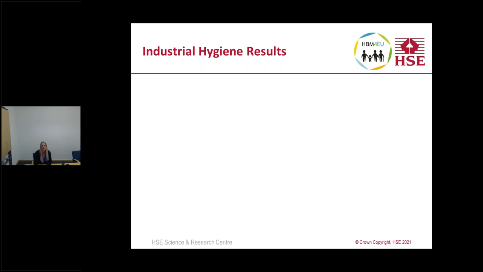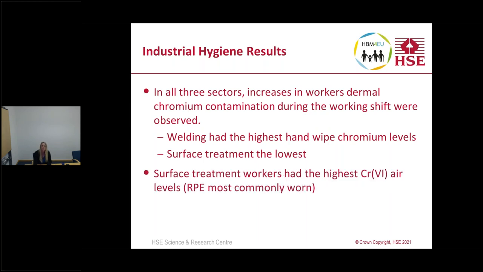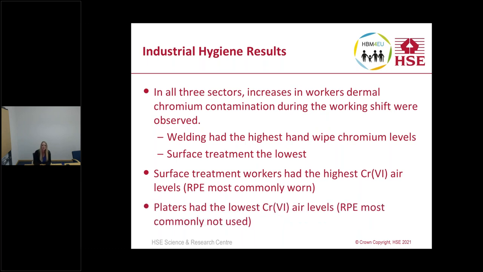Then if we look at some facts from the air filters and the hand wipes, all three target activities showed an increase in workers' dermal chromium contamination during the working shift, with the welders having the highest hand wipe chromium levels and the surface treatment having the lowest. Then when it came to the air monitoring, the surface treatment workers had the highest chromium 6 air levels, but they were most likely to wear RPE, which is probably why their urine levels were the lowest. And the platers had the lowest chromium 6 air levels, and they were the least likely to wear any form of RPE, which is probably why their urine levels were the highest, and their blood levels.